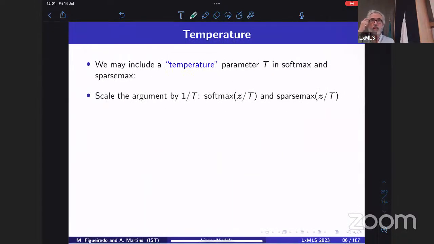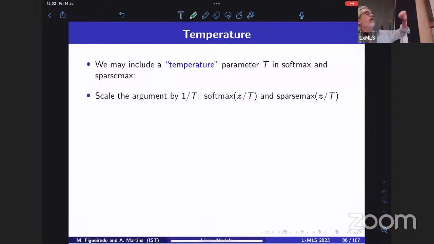It's very common, and these days also in large language models, there's a lot of talk about temperature. What do we mean by temperature? These transformations can be changed by including something called a temperature parameter. Why is it called temperature? The idea is very simple. You take the argument of the function and divide by T.